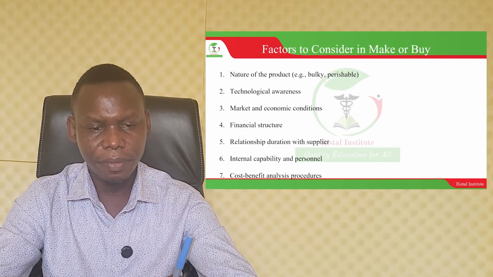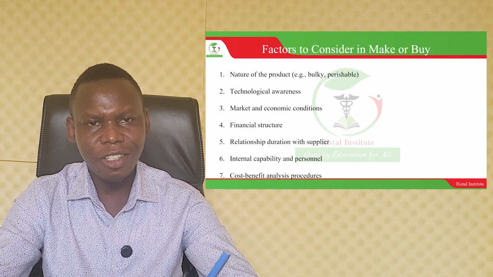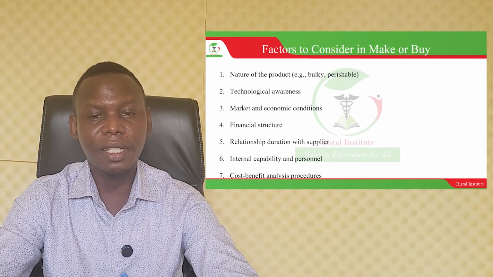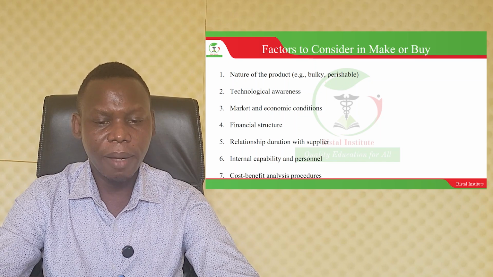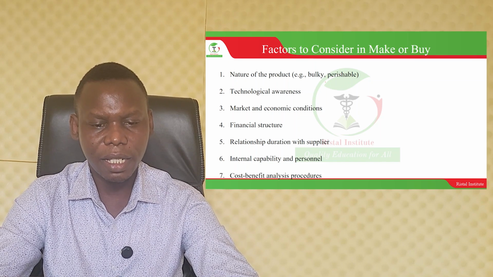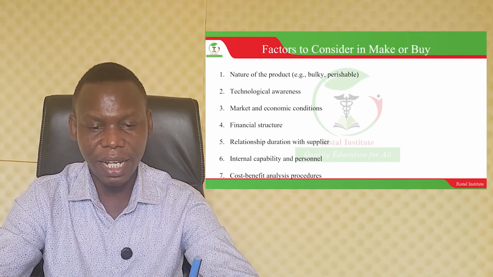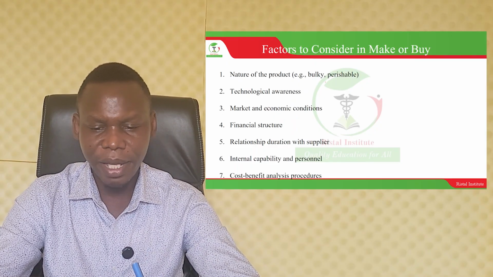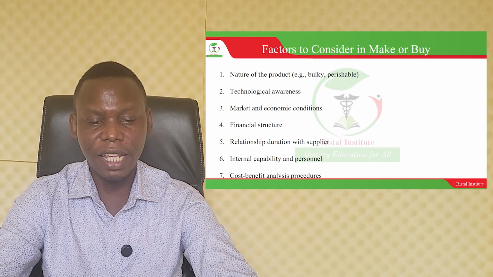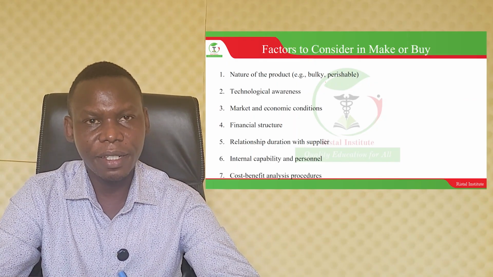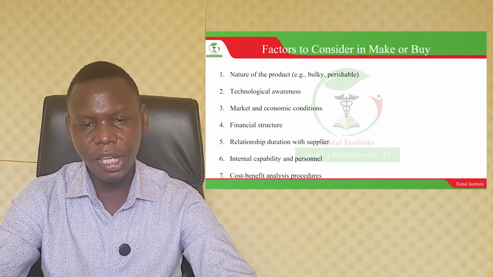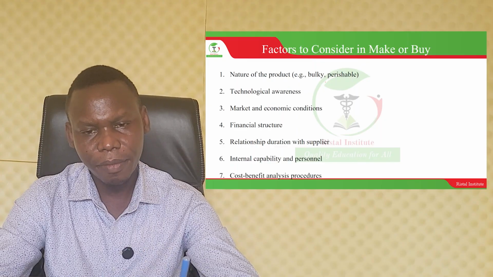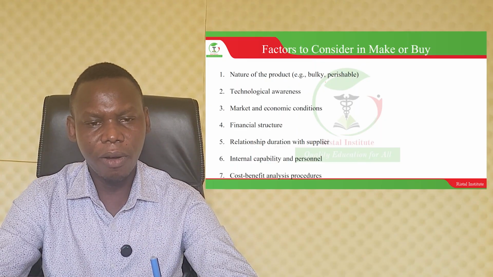Financial structure, maybe how much money is needed for the investment. Relationship duration with suppliers. Internal capacity, capability, and personality. Is the company having that capability? Cost benefit analysis and procedures. What are the benefits that are included in the production? So the analysis will determine whether we make or we buy.